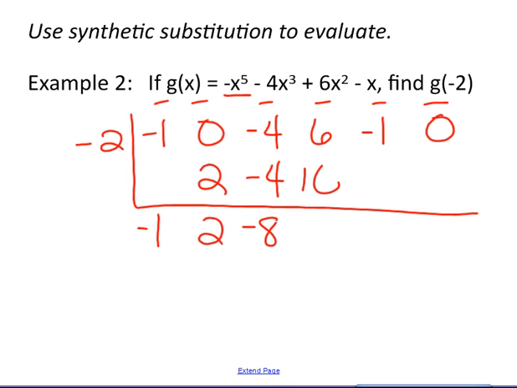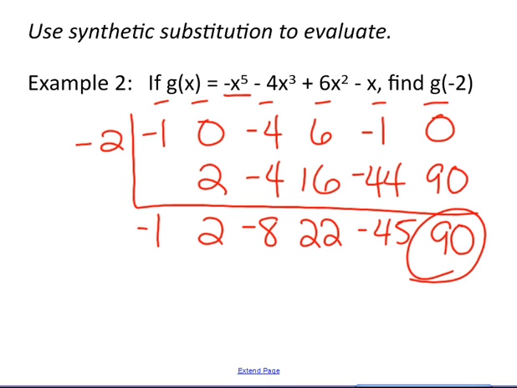Multiply and add. Multiply and add. And multiply and add. And 90 is our answer.